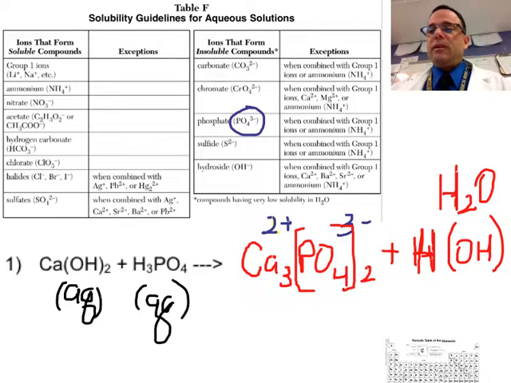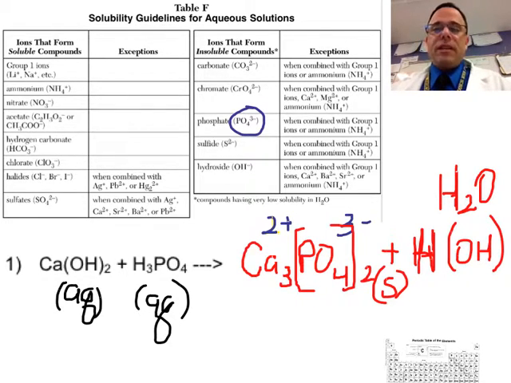And let's inspect. This substance right here, again, is phosphate, phosphates. They are all insoluble unless they are in combination with these. So, group 1, or ammonium. So, phosphate. It is insoluble. So, it will become a solid. All right? And, of course, water is soluble in water. So, this reaction will occur.